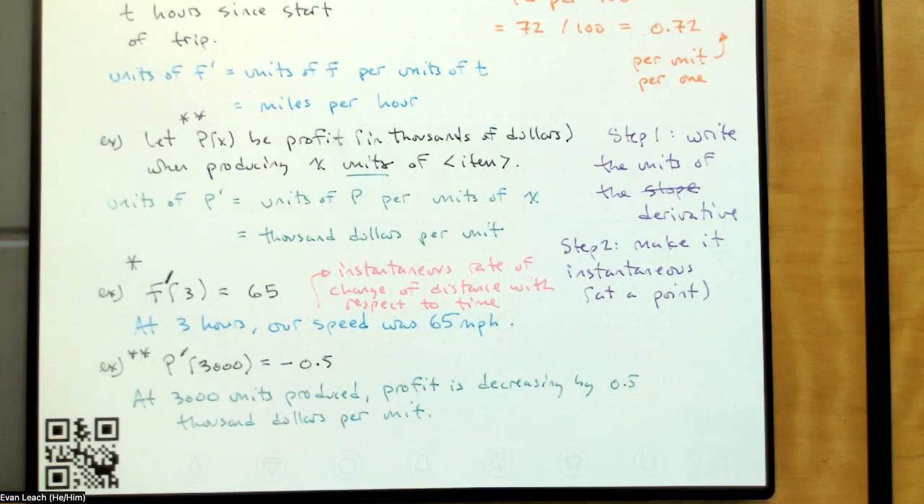Any questions? That's how we will interpret the derivative. We write down the units of the slope, and then we just make it instantaneous. It's what's happening at a point. It's a speedometer reading.